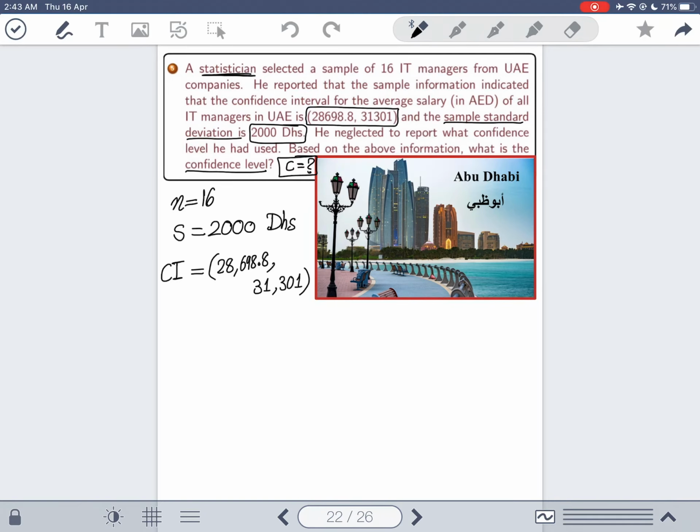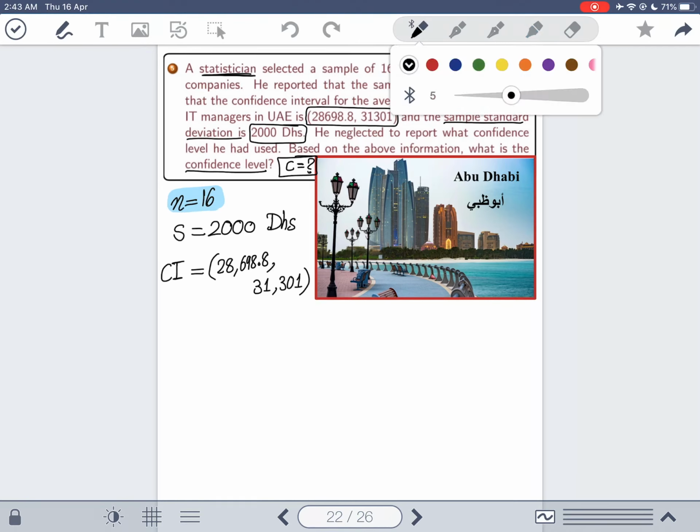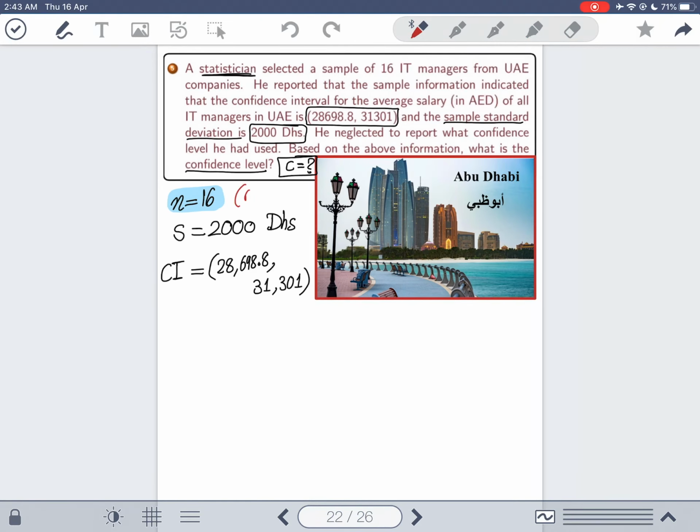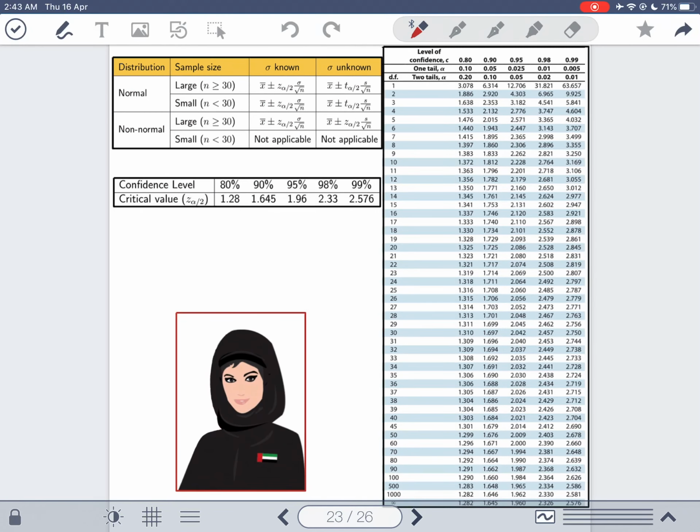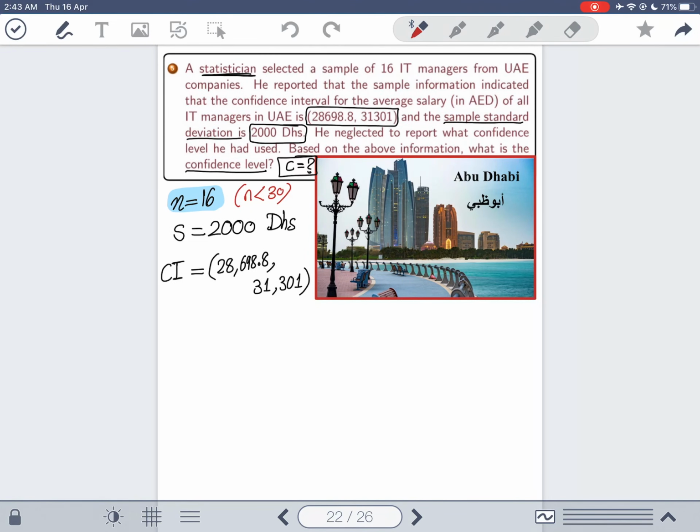So the first thing that we should notice is that our sample size is 16, so it's a small sample. So n is less than 30. So we have a small sample. This means that you will choose small sample. Okay, but let's continue reading. Sample standard deviation is given. So this means that sigma is unknown.